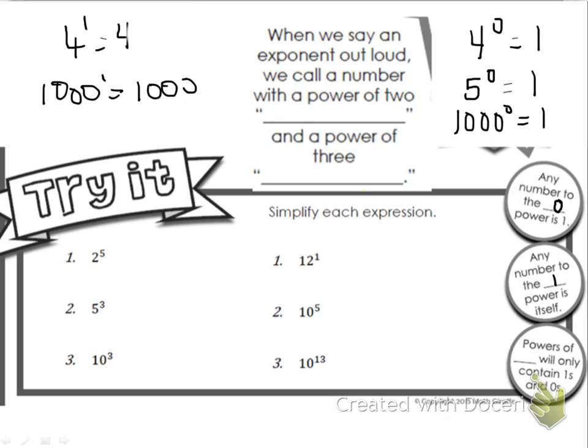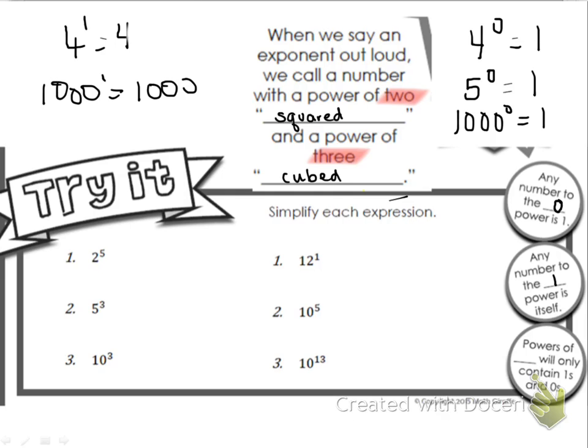One last thing. When we say an exponent out loud, we call it a name. This is a very specific rule for 2 special exponents. When we have a number to the power of 2, we call it squared. When we have a power of 3, we call it cubed. We'll talk about why that is a little later, but for now, if you hear someone say something squared, it means to the power of 2, and something cubed means to the power of 3.